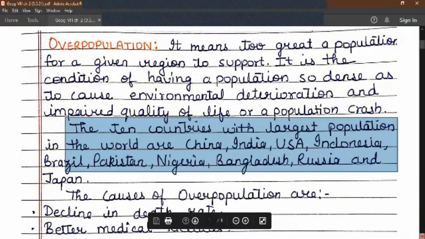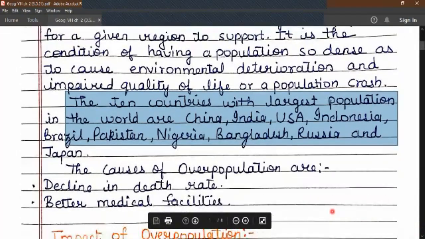The causes of overpopulation are decline in death rate and better medical facilities. So due to medical facilities which are very good, the death rate is declining, causing overpopulation, whereas the birth rate is already high.